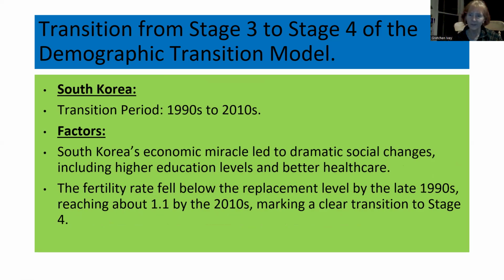South Korea again. So South Korea has gone into stage 4. The transition period was from the 1990s to the 2010s. Okay, again, South Korea's economic miracle led to drastic social changes, including higher education levels and better healthcare. And the fertility rate fell below the replacement level by the late 1990s, reaching about 1.1 in the 2010s, making a clear transition to stage 4.